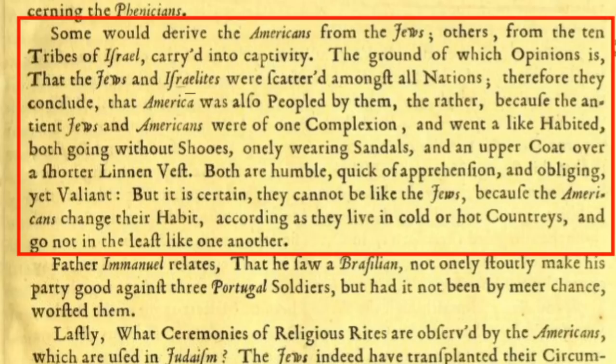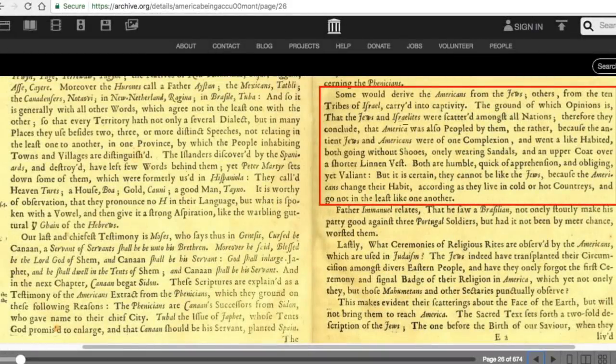Both are humble, quick of apprehension, and obliging yet valiant. But it is certain they cannot be like the Jews, because the Americans change their habit according as they live in cold or hot countries, and go not in the least like one another." All right. So that's one example of an opinion of the origin of these Israelite Indians.